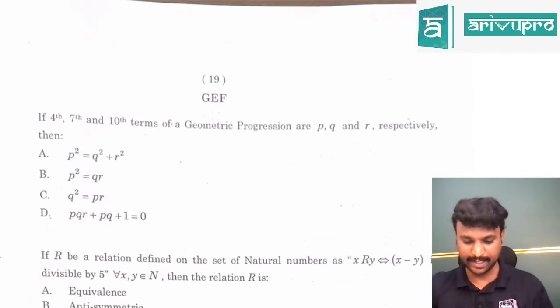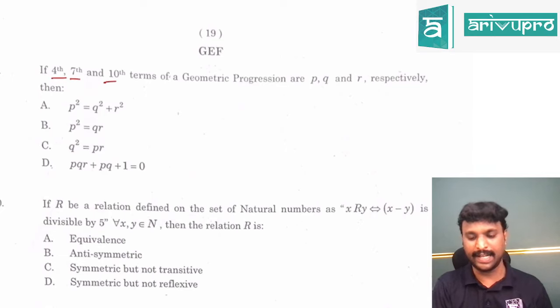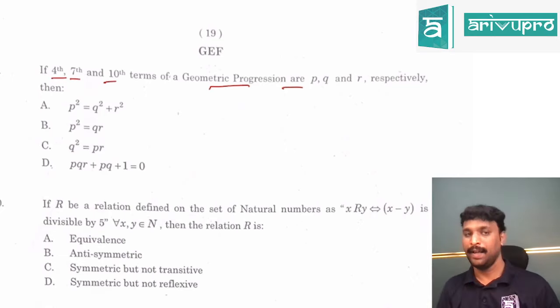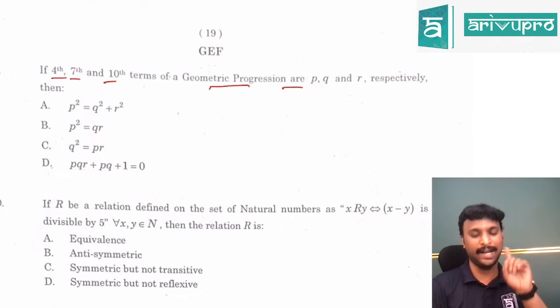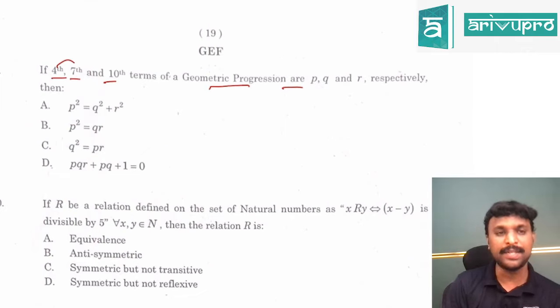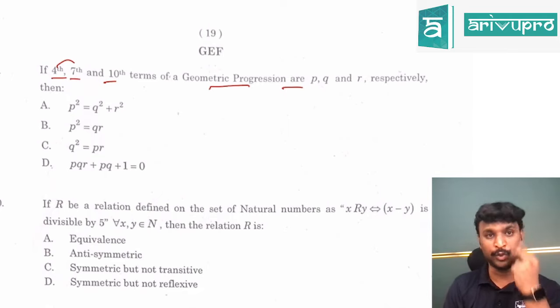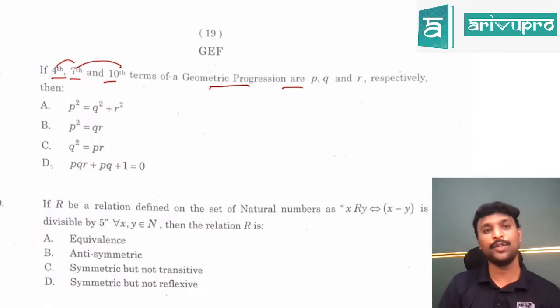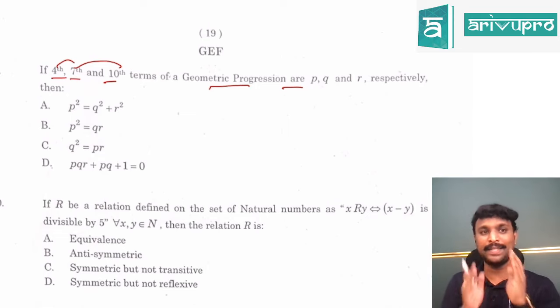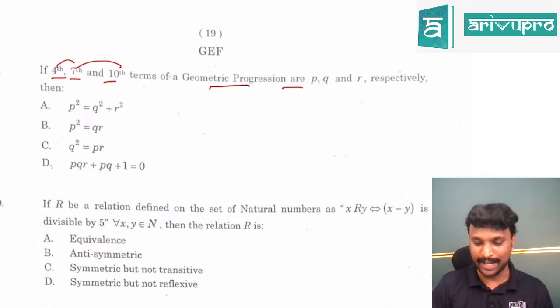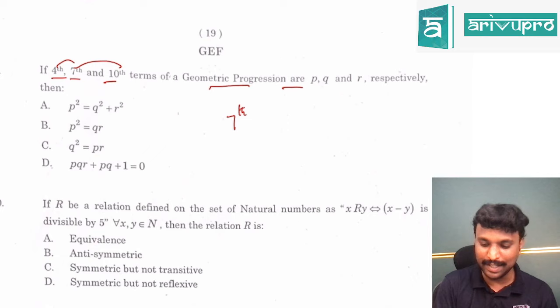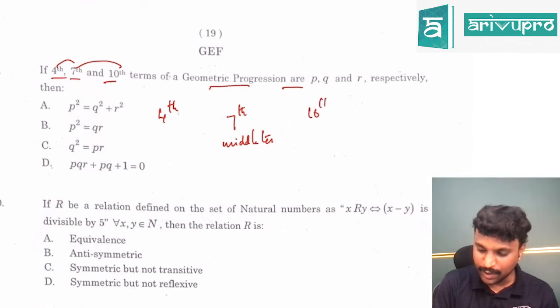Guys, look at the 69th question. The 4th, 7th and 10th terms of a geometric progression are P, Q and R. Guys, 4th term, 7th term and 10th term. How many terms are there between the 4th and 7th? The 5th and 6th, 2 terms. Between the 7th and 10th also, the 8th and 9th, 2 terms. That means both are equidistant. Yes or no? So clearly the 7th term is the middle term of the 4th and 10th. Yes or no?